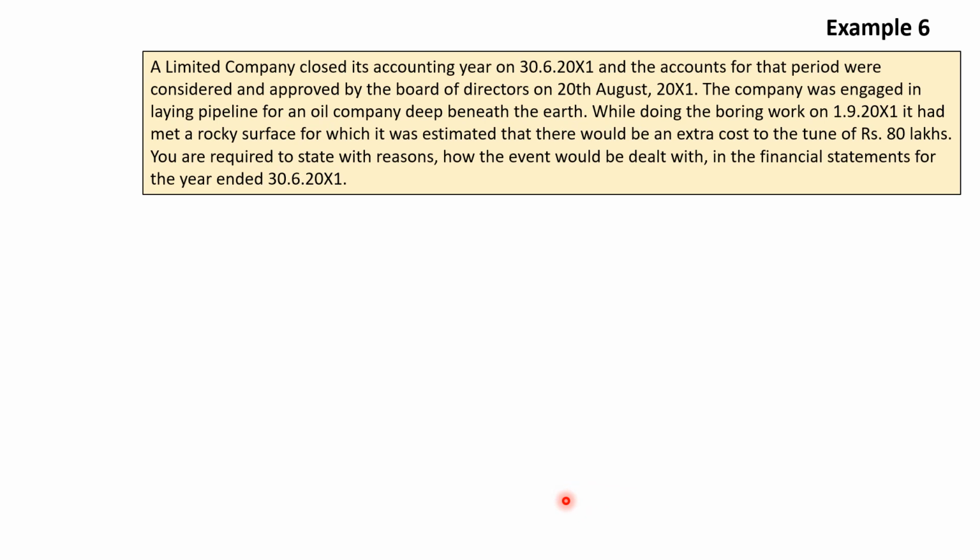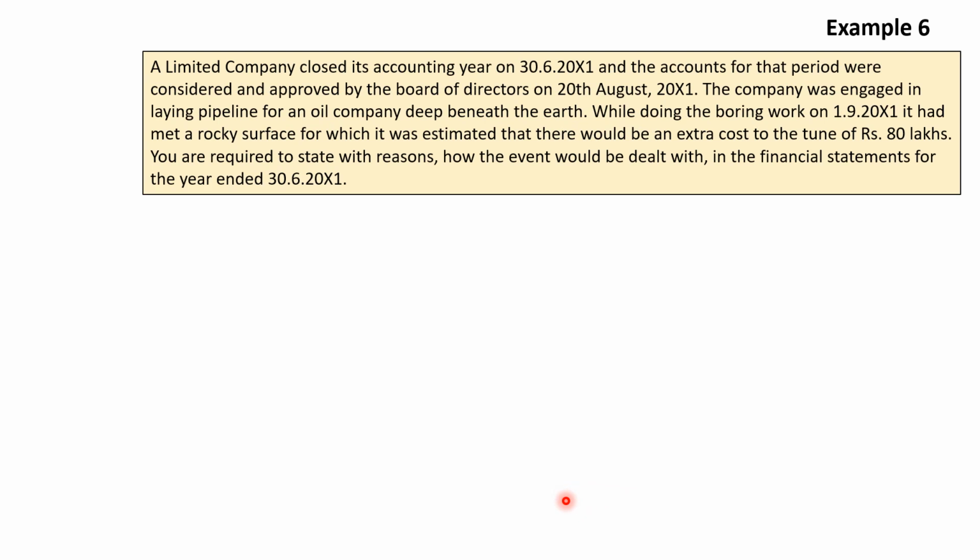But when did you understand that particular thing? Not before 30th June, not before 20th August. You understood this thing on 1st September. 1st September is after the date of approval of the Board of Directors. You are required to state with reasons how this event would be dealt with in the financial statements.